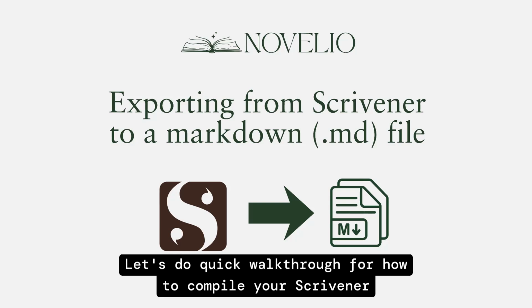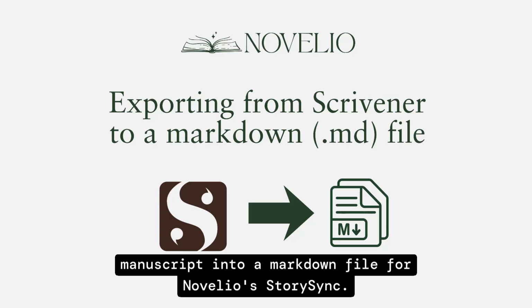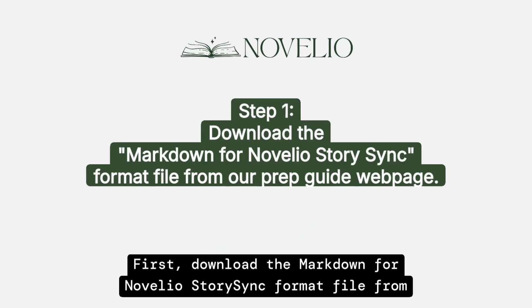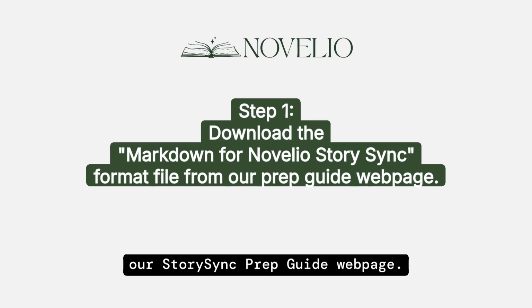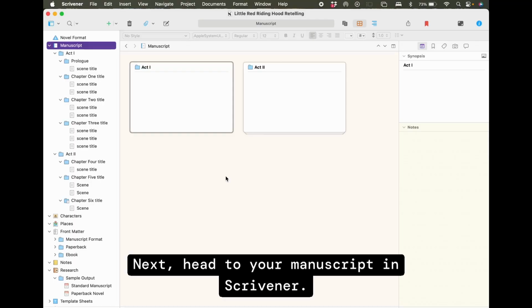Do a quick walkthrough for how to compile your Scrivener manuscript into a Markdown file for Novelio's StorySync. First, download the Markdown for Novelio StorySync format file from our StorySync prep guide webpage. Next, head to your manuscript in Scrivener.